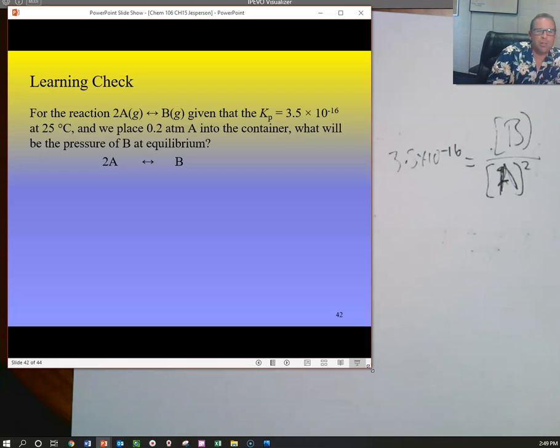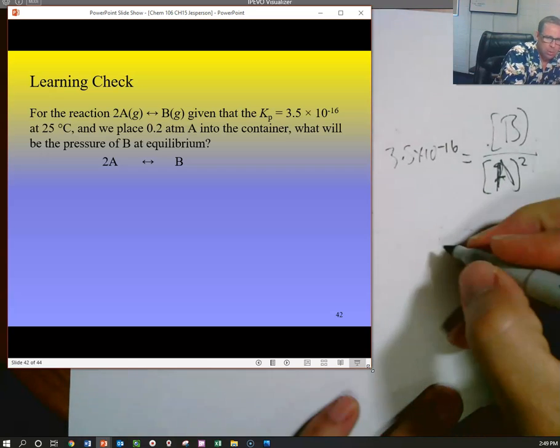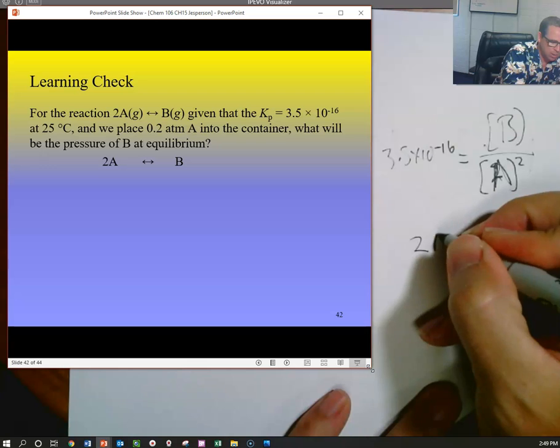Well, what is the pressure of B to start off with initially? Who can help me out? Jace, can you help me out with this one? Yeah. What's my pressure of B initially? If I want to start writing my ice table for this reaction, what's my pressure of B to start off with?